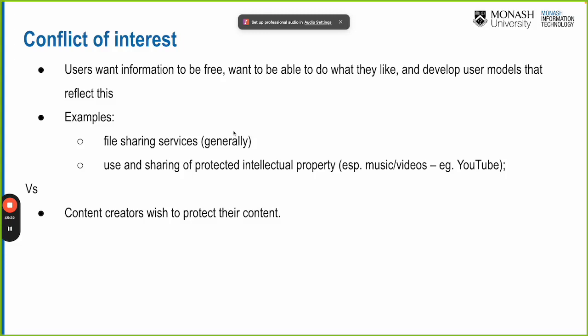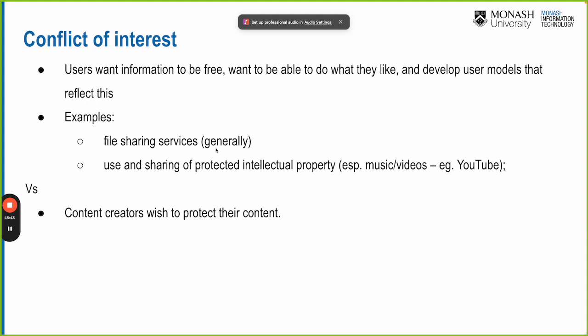First, we need to understand the term conflict of interest. So let's say that users want information to be free, want to be able to do what they like, and develop user models that reflect this. What is that? Examples. This is an example: file sharing service.